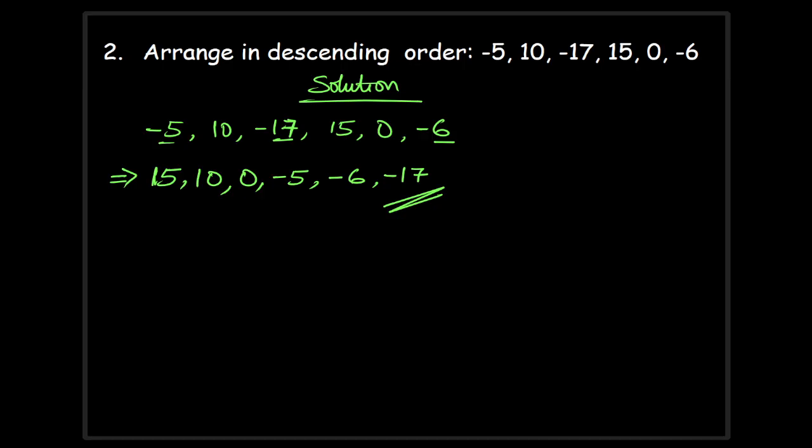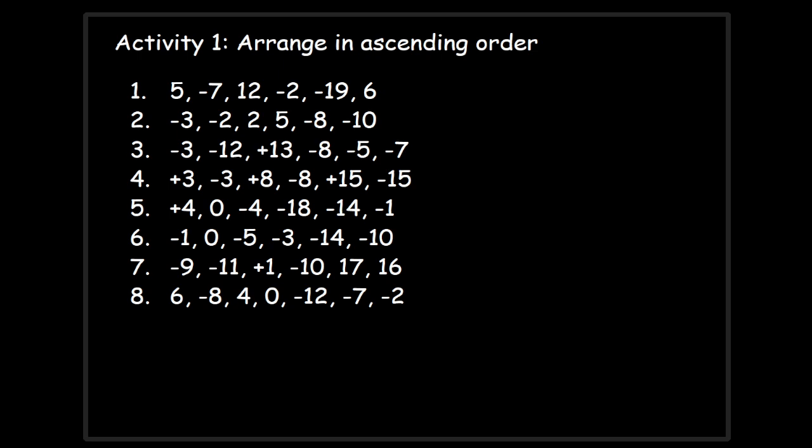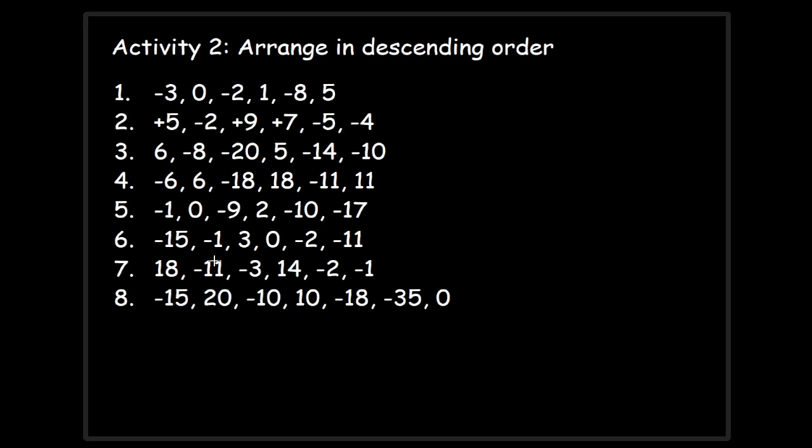This is the first thing we need to know in ordering of directed numbers. You must know how to arrange them in ascending or descending order. So we have activities here. Please do well to pause. We have two activities. The first part is arranging in ascending, and the second part is arranging in descending. So activity 1, you have to arrange in ascending order. Please pause the video and copy out the question. And then activity 2, you have to arrange in descending order.